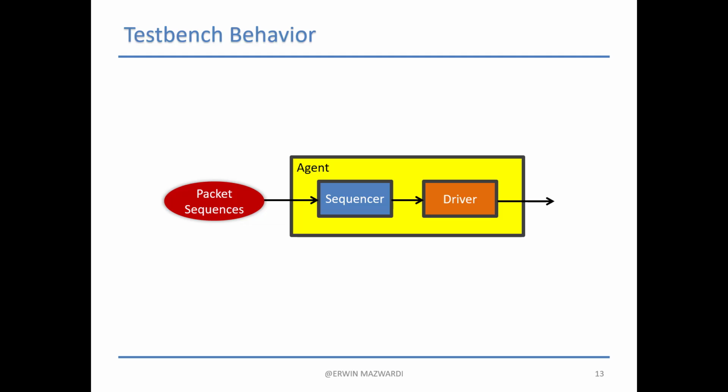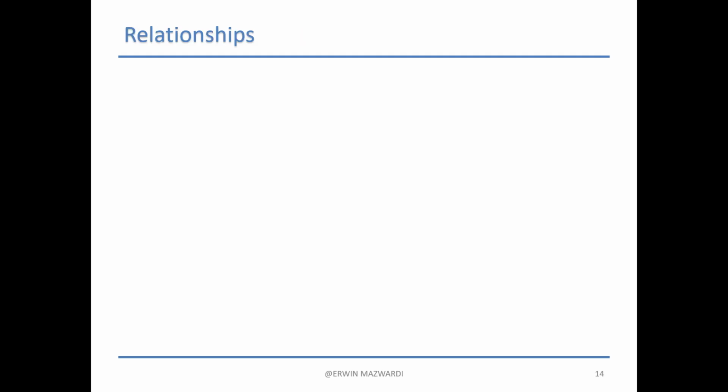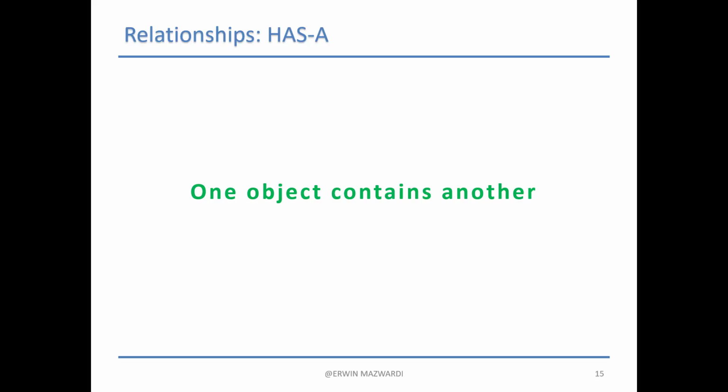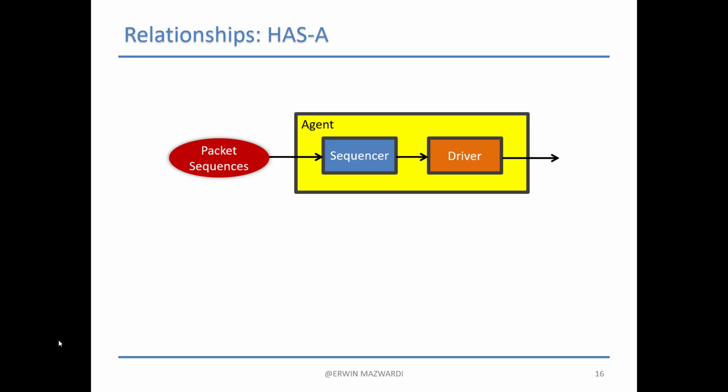So what kind of relationships are we talking about here? Well, even though there are several types of object relationships out there, we are focusing on just two today: has-A and is-A. Let's start with has-A, also known as aggregation. This simply means one object contains another. In our case, the agent has a relationship with the sequencer and the driver. We want them all working together. The agent wraps them up and the sequencer sends packets to the driver.